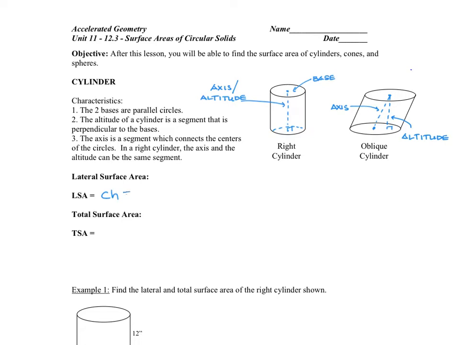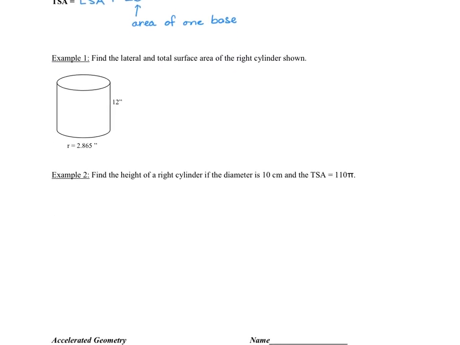So to find the lateral surface area, you'll multiply the circumference times the height. And to find the total surface area, you'll add the lateral surface area to the area of two bases, where capital B is the area of one base. So let's try a couple of examples.